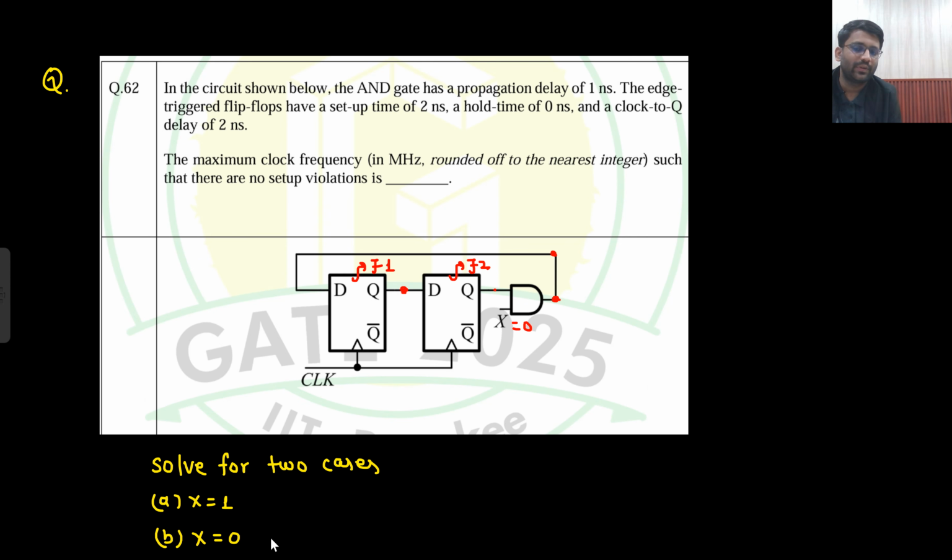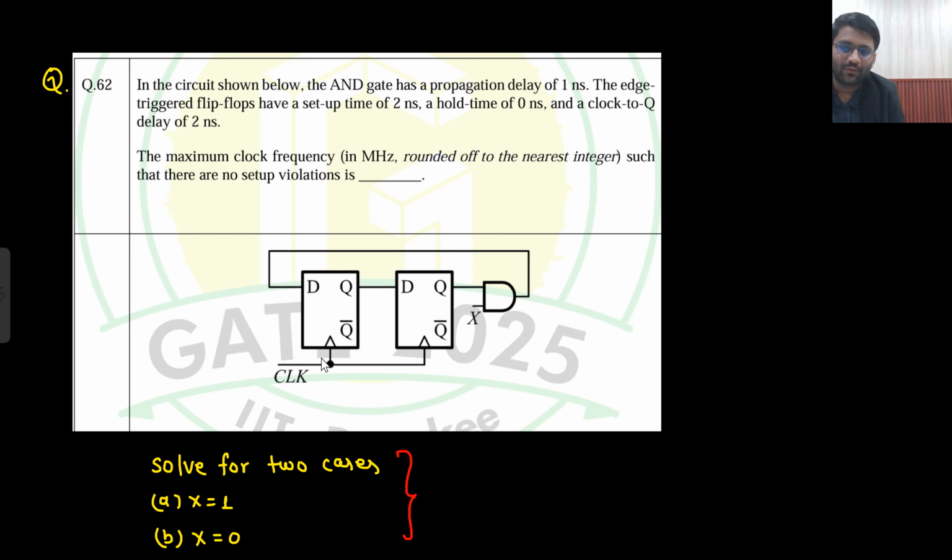two cases, that X equals 1, X equals 0. So we will talk about these two cases later on, but let's solve this problem first, that how I would be solving in the examination hall. So again, I could see that, sir, two flops are there, flop 1 and flop 2. Sir, clock to Q delay would have been given. Delay of AND gate is 1 nanosecond. Delay of this gate is 1 nanosecond. Positive edge triggered. Setup time of 2 nanosecond. Setup time of 2 nanosecond is there.